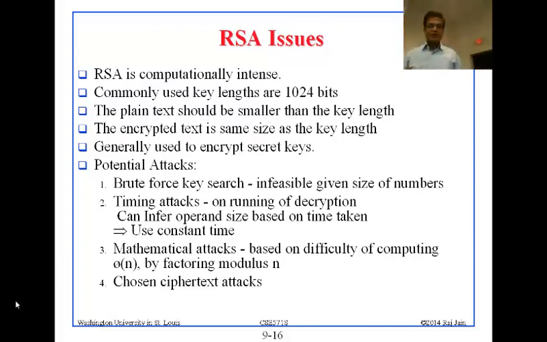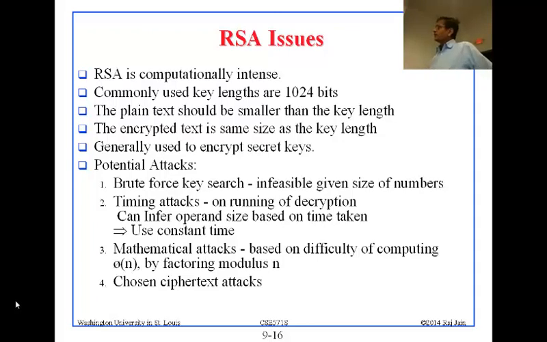If you have a 1024-bit key, then your message should be less than 1024 bits. And generally, the encrypted text is the same size as the key length, and the remainder can be as big as n, right? So it could be 1024 bits. So it is generally used to encrypt secret keys. So that's the main use of this public key.